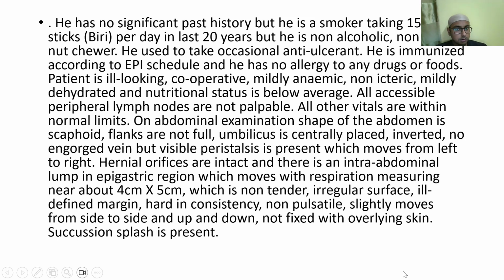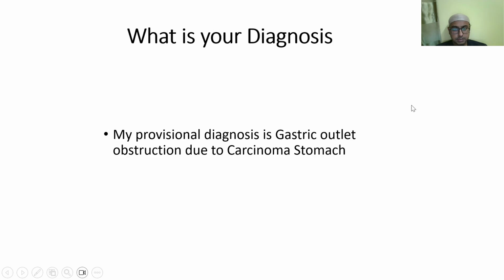So not fixed with overlying skin, and succussion splash is present. Just remember in the last word, that is succussion splash is present. So what is your diagnosis? You have to complete your long case presentation within 10 minutes. It's my advice to you, because you will have more time for your question answer sessions. So what is your diagnosis?